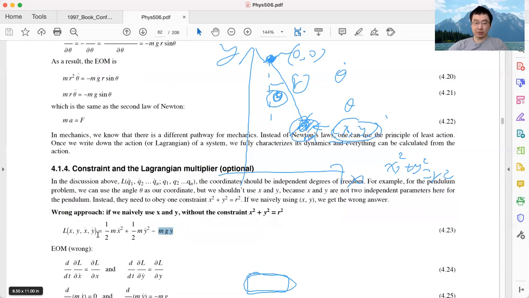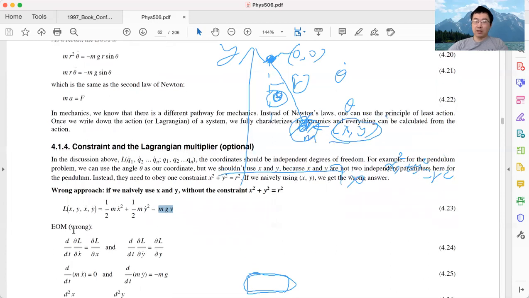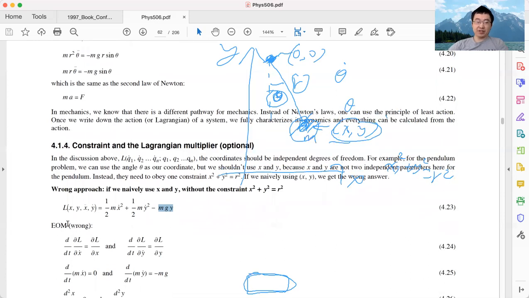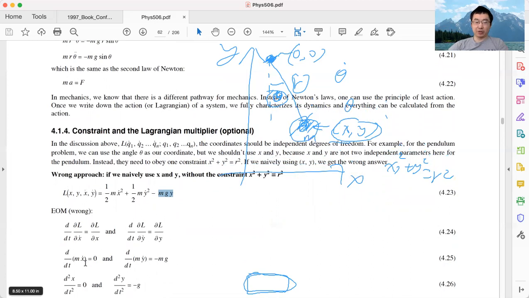Okay, so we can still use this coordinate to write down the Lagrangian. However, we can't just simply apply the variation principle to this Lagrangian and get the equation of motion.